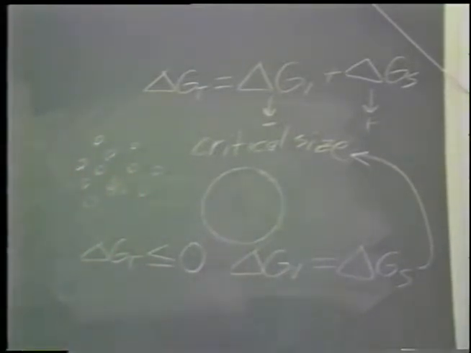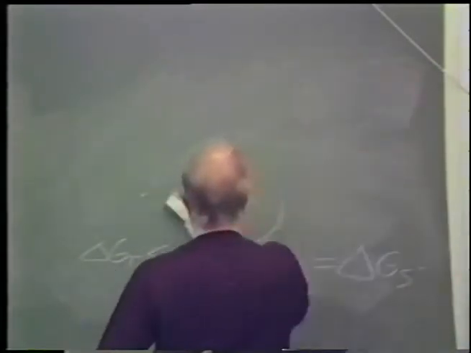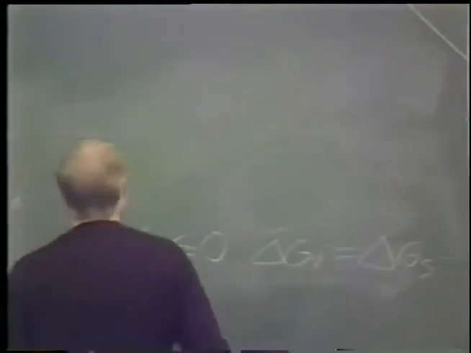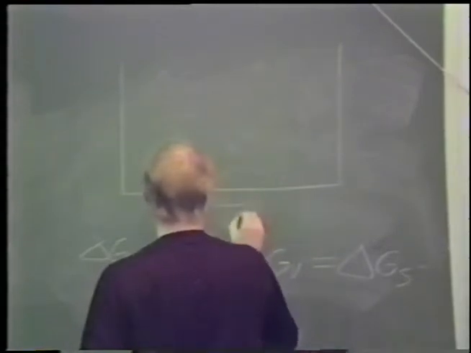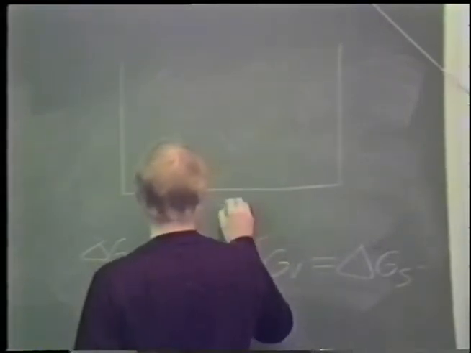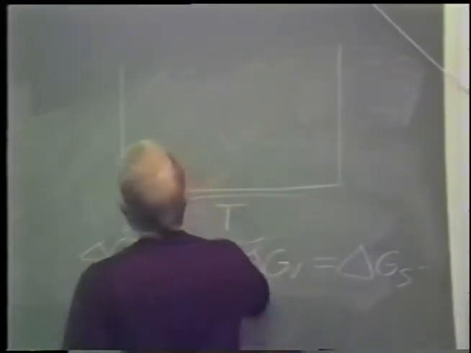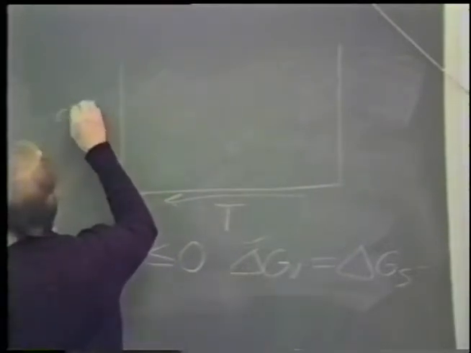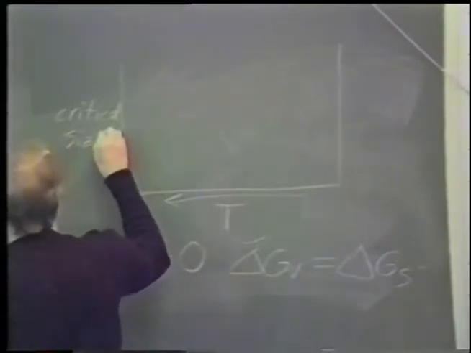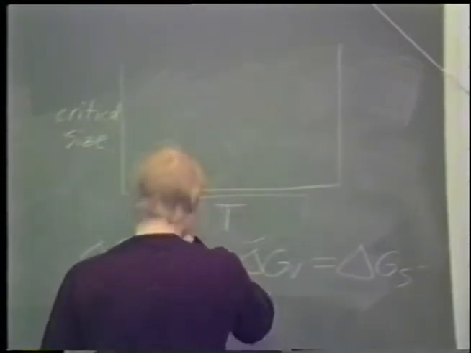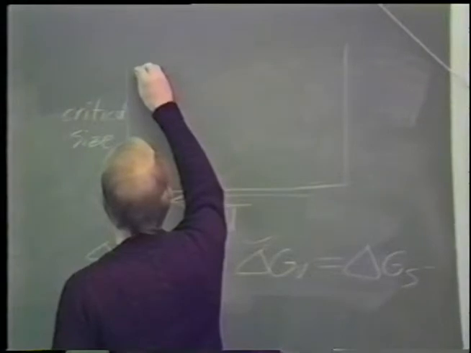Okay? Now, I'll make a little diagram here. Temperature. Let's get this straight: temperature is decreasing in this direction. And over here we have critical size. And as temperature decreases, critical size goes down.